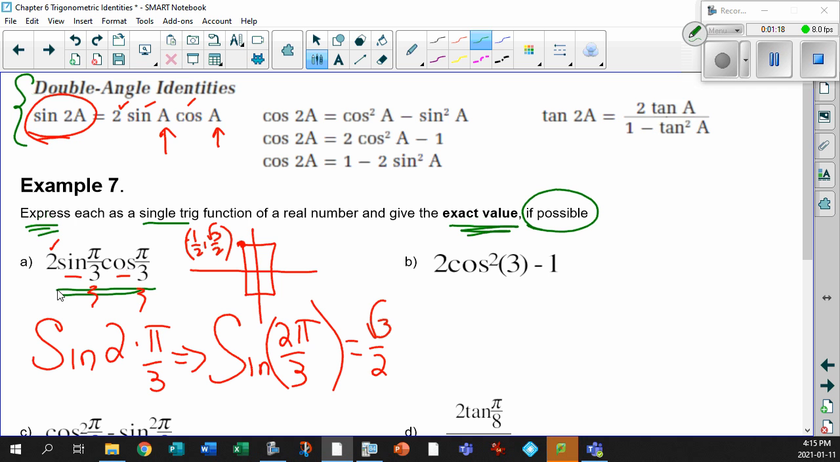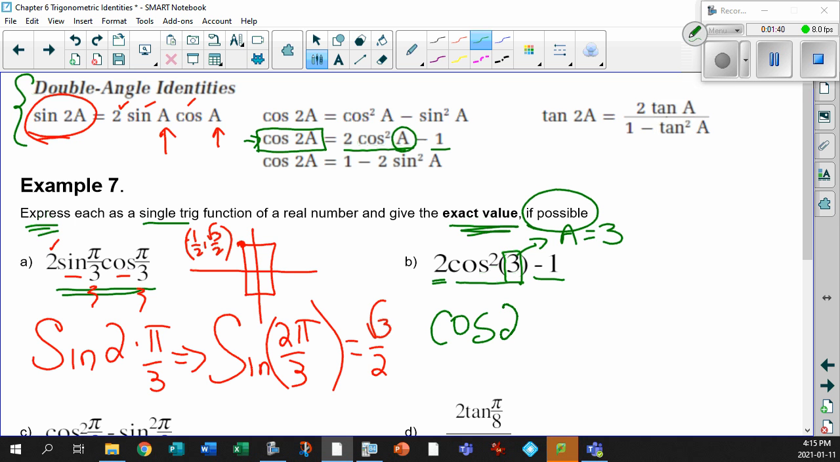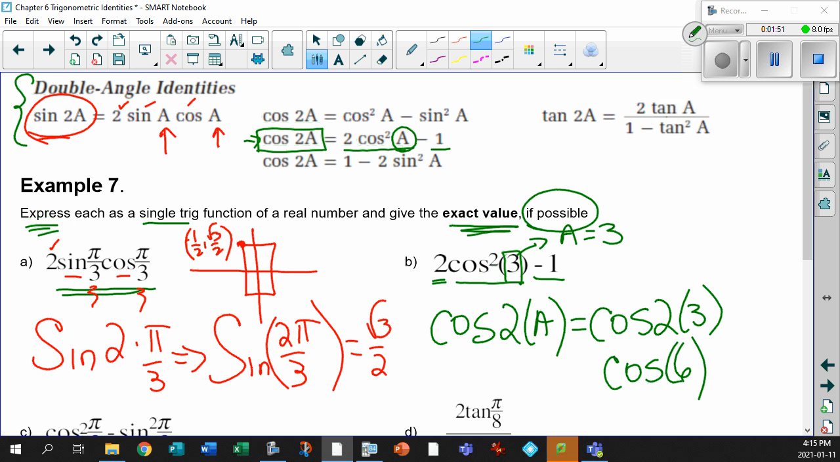Look at this one. This one says 2 cos squared of some value minus 1. So look, it's right here. 2 cos squared of some value minus 1. What is that value? Oh, that value there, that must be our A value. Our A equals 3. Oh, so what do we do? Just go and use this. Look, this now becomes cos 2 times whatever the A value was. You know that that A value was 3. So this becomes cos 6. Now, you know and I know, looking at our wonderful unit circle, we can't find an exact value of cos 6. So let's just leave it like that.